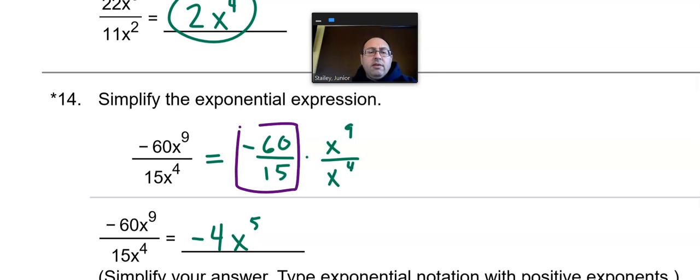Same thing here. Now, do I always write it in two separate fractions? No, but I do want you to be able to see that in case it's more helpful to you. For some people it's more helpful than others. Negative 60 over 15 is obviously negative 4 because 15 goes into 60 4 times. And then you can subtract the exponents. So there's your final answer on that one.